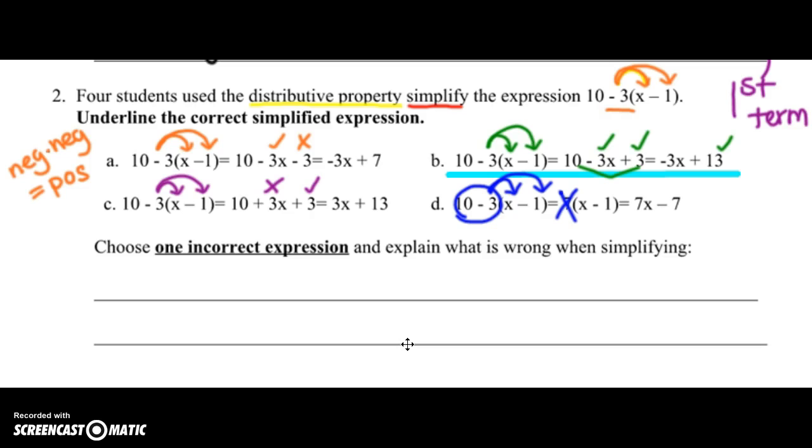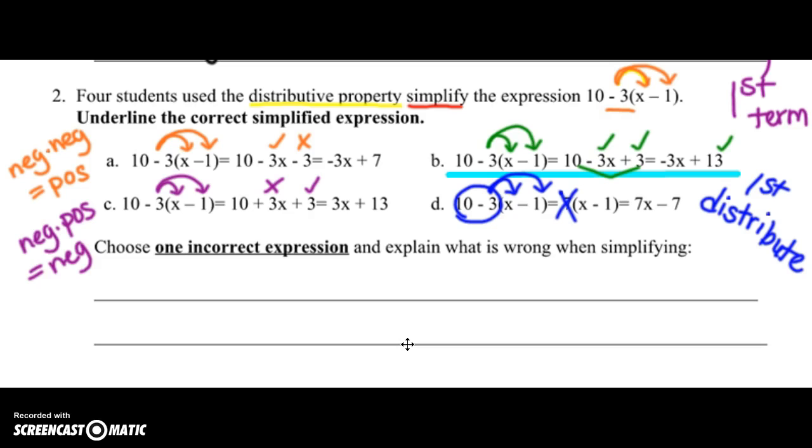The next question asks you to choose one incorrect expression and explain what is wrong when simplifying. Well, I've already told you that A made a mistake by thinking that 2 negatives was still a negative. And option C had a similar situation where they thought a negative times a positive was a positive. But we know that a negative times a positive is a negative when multiplying or dividing.